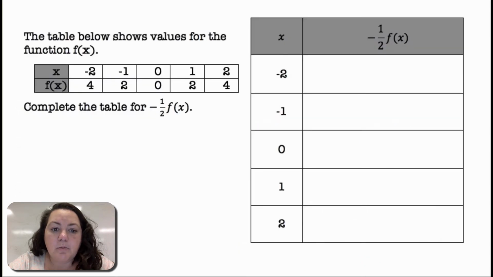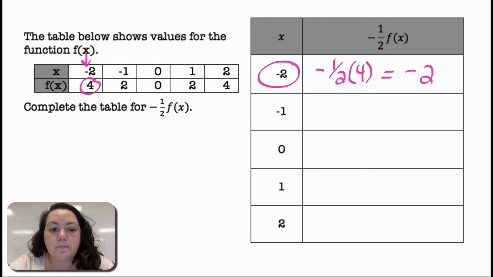The table below shows the value for the function f of x. Complete the table for -1/2 f of x. I'm going to take my x value. My first one is -2, and I'm going to figure out what f of x is at -2. When x is -2, f of x is 4. Now I'm going to do -1/2 of 4. -1/2 times 4 would give me -2.